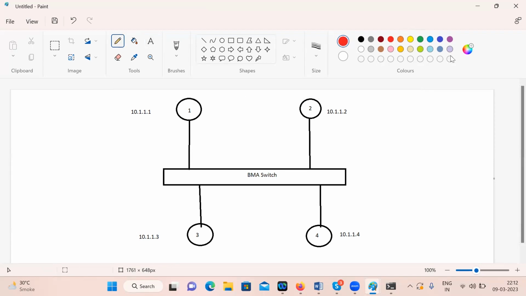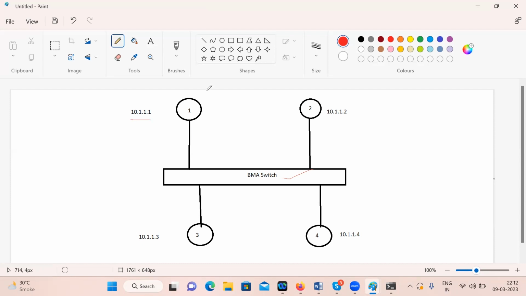Now in this topology, this is my BMA network, broadcast multi-access network. What basically happens in OSPF? The first process of OSPF is to become a neighbor with the directly connected routers. Every router is connected to this switch. Router 2 is connected to router 1, 3 is connected to router 1, 4 is connected to router 1. They all belong to the same network, 10.1.1.1, 10.1.1.2, 3, and 10.1.1.4.